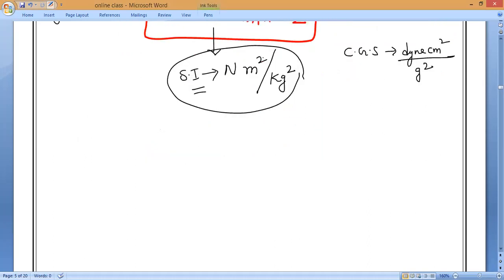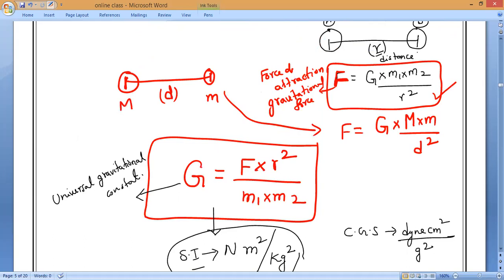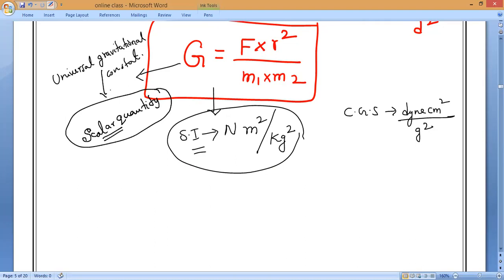So you must learn these two things: force F equals capital G into M1 into M2 divided by R square, and the unit of G, the universal gravitational constant. It is a scalar quantity, because it does not depend on mass or direction. That is why G, the universal gravitational constant, is called a scalar quantity. Understand?